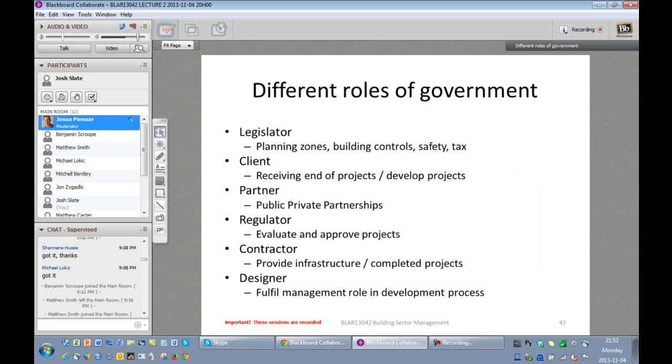All right, so let's move on to the next part. This is now the different roles of the government, and of course, the government can take various roles and responsibilities. So, for instance, it can be as a legislator where they make laws and do the planning. On the other side, it might be as a client for large infrastructure buildings or infrastructure in general. It might actually be for something in terms of residential stuff as well.